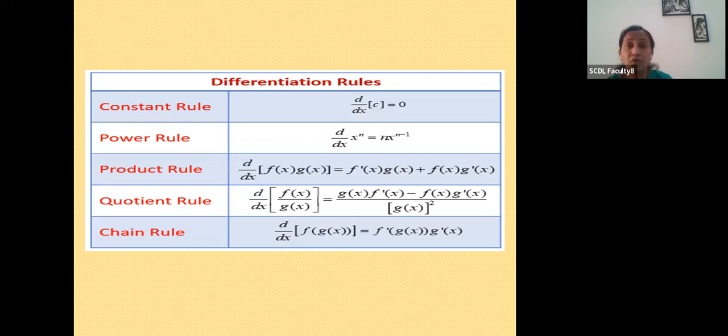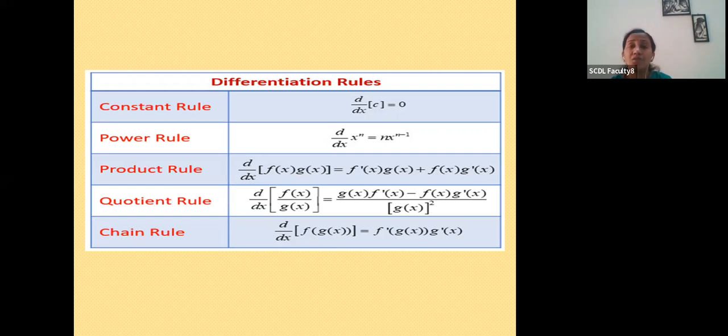Not only these 5 rules; there are more rules which we also use in derivatives. But when we go for problem solving, the basic step depends on these first 5 rules. So the constant rule: d by dx of c is equal to 0. Then d by dx of x raised to n.